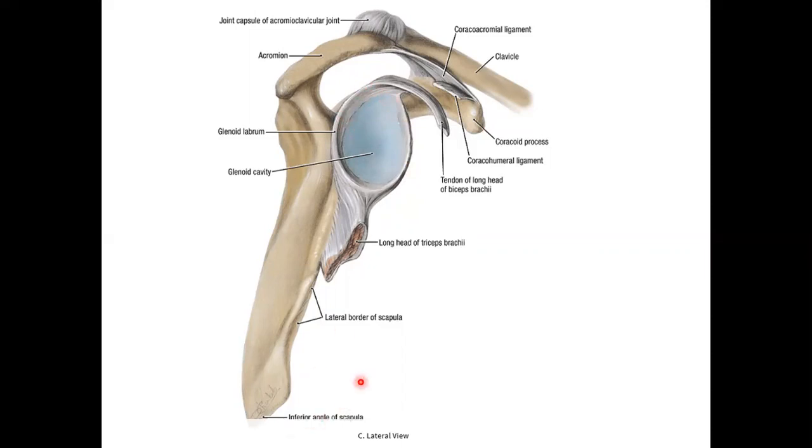And then, okay, so here they actually mentioned the long head of your triceps brachii. So remember that's on the posterior aspect of your humerus, and it's originating here on the lateral border of your scapula, and then it's inserting along with the tendons from your middle and your lateral head of the triceps onto the olecranon of the ulna.